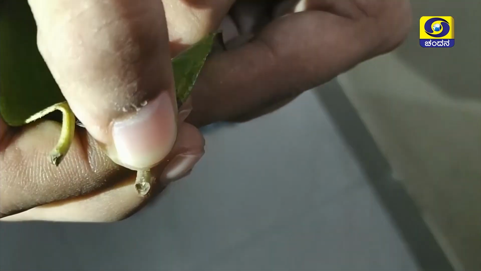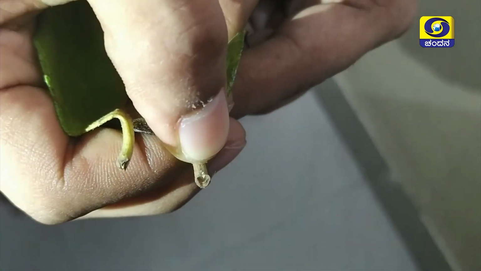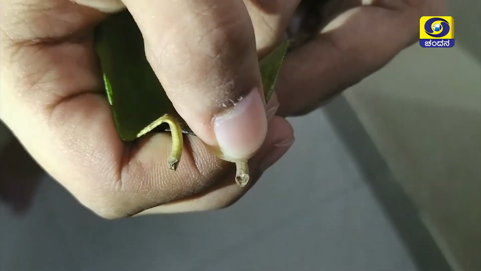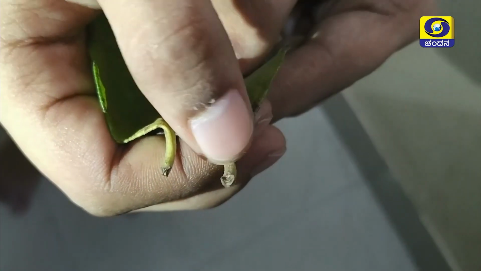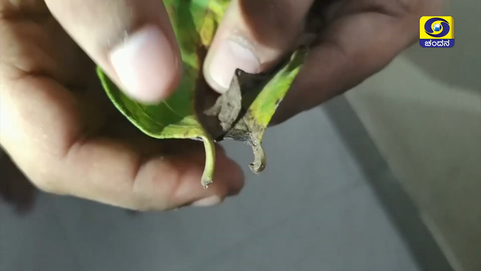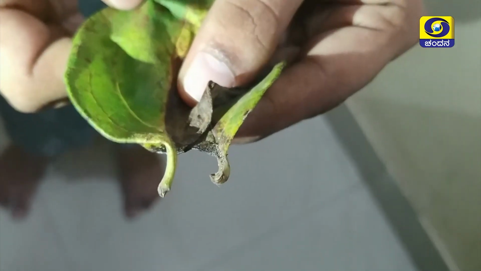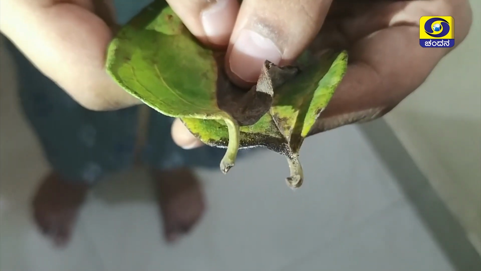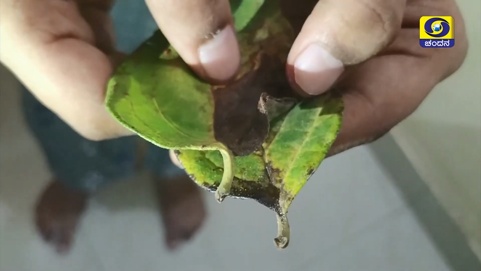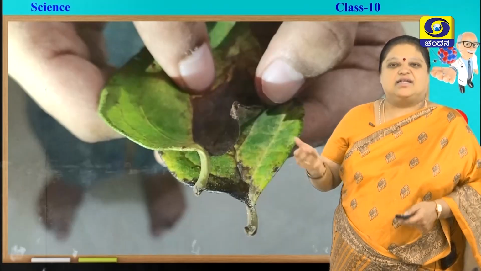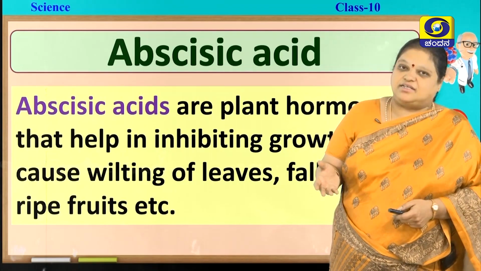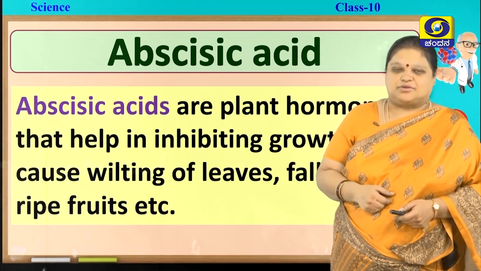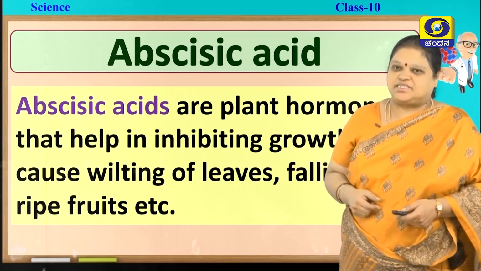So, the drying part is promoted by a hormone called abscisic acid. It will make the cells bulge and it will make the cell dead. So, naturally after the leaves become old, they will dry and they will fall off. Like this, fruits and leaves will fall to the ground. So, that is the action of abscisic acid.